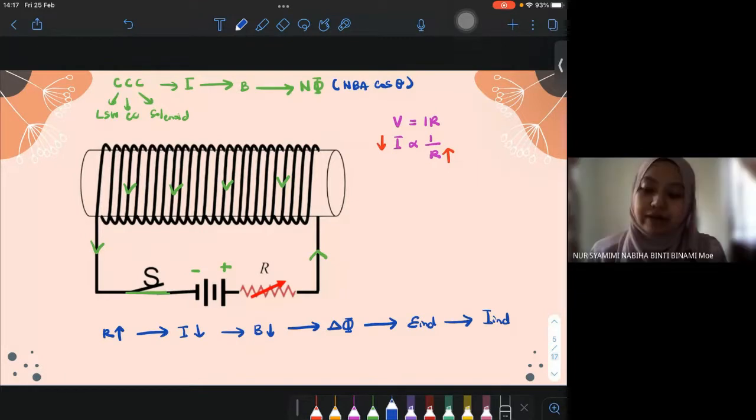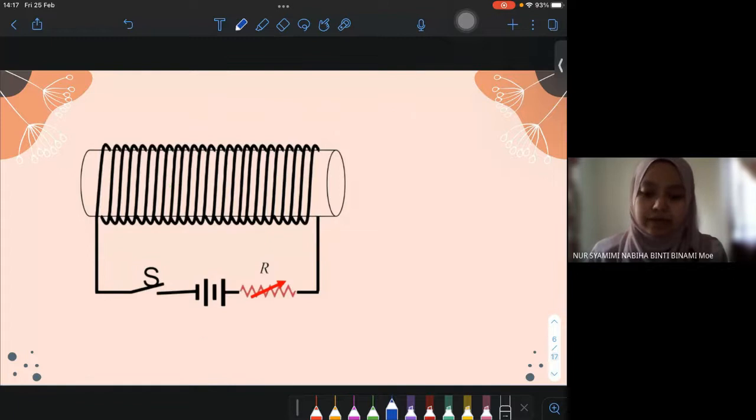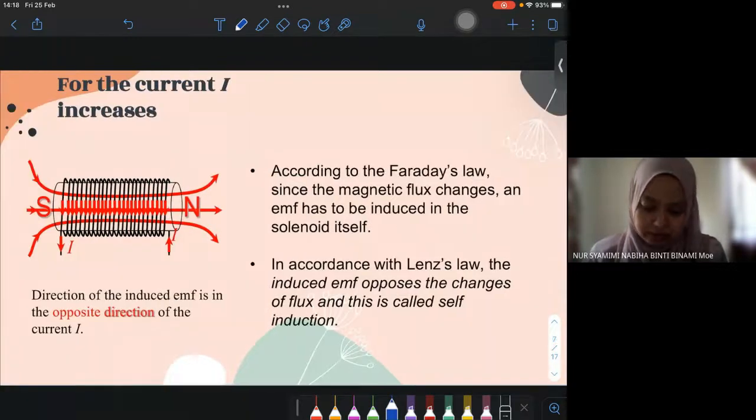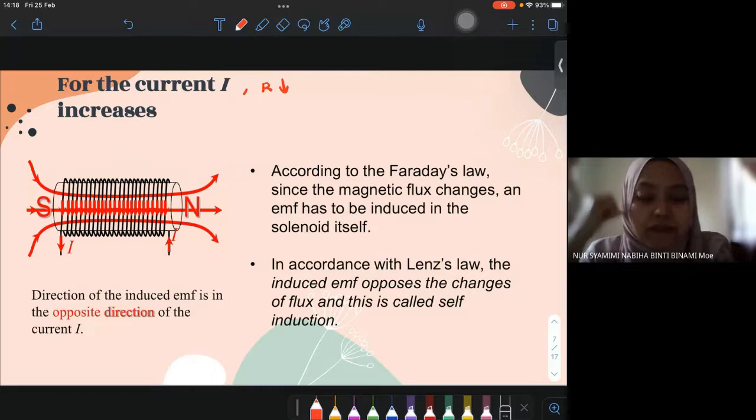Okay, so itu ialah self-inductance, how the process happens. Dekat nota kamu dikata, for the current I increase, macam biasa bila I increase, R decrease. According to Faraday's law, since the magnetic flux changes, an EMF has to be induced in the solenoid itself. In accordance with Lenz's law, the induced EMF opposes the change of flux and this is called self-inductance.